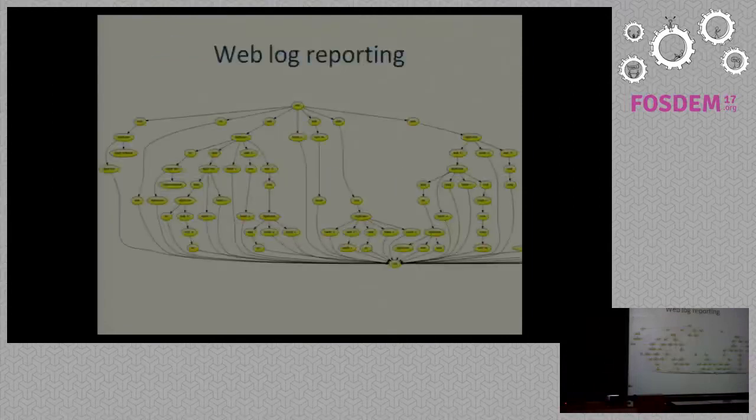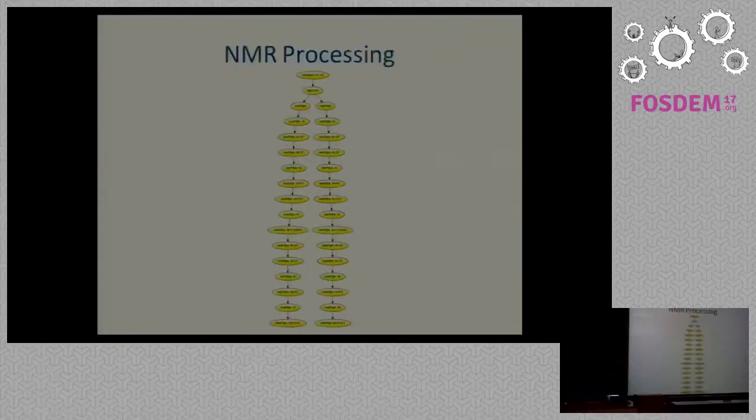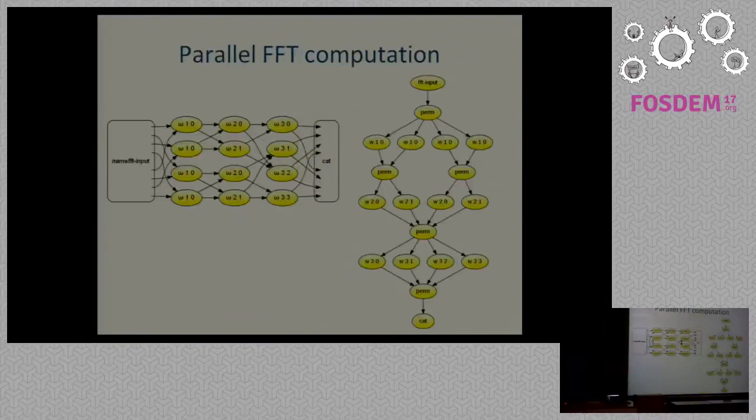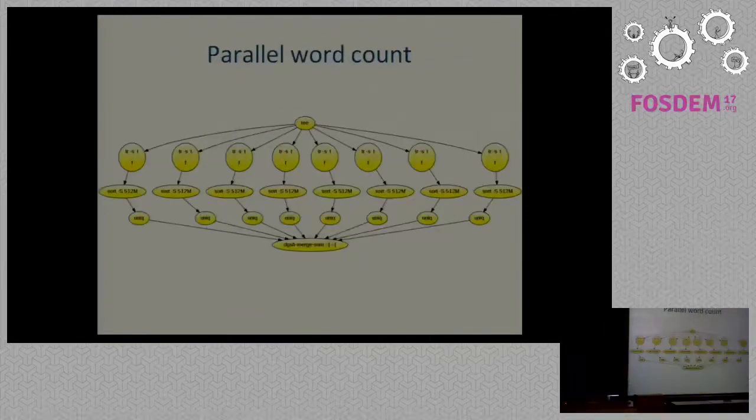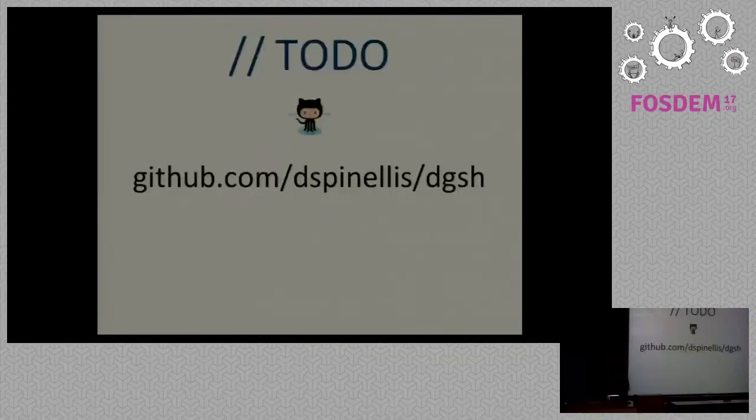The list goes on. We can do weblog reporting. You can do 2D Fourier transforms, NMR processing with complete tools that no one wrote for this purpose, parallel FFT computation, parallel word count, so you can do map reduce just by using this tool. You can find git committer activity over time, and so on.